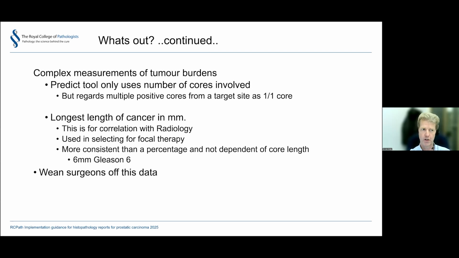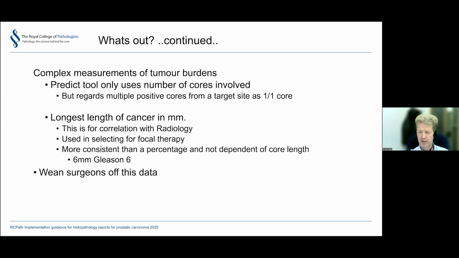So often the PROMIS definition of a significant tumour was 6 millimetres of Gleason 6 or any Gleason 3+4. So that data is useful for the radiologists for their positive and negative predictive values. But what we really should be doing is weaning the surgeons off extensive data like percentages and whatever. So we just want the longest length of the tumour in the whole specimen. You don't need to do it at the level of the specimen, and that's really up to you, but there just needs to be a single measurement at the end.